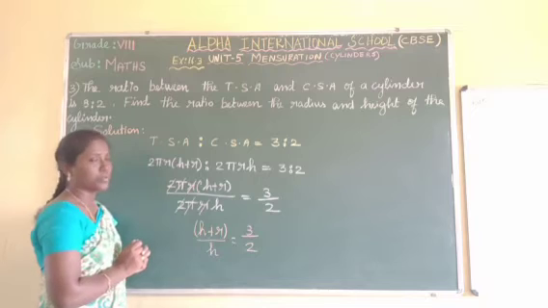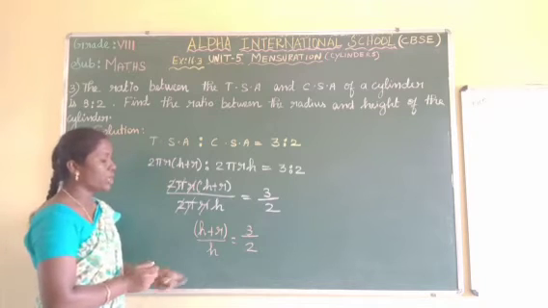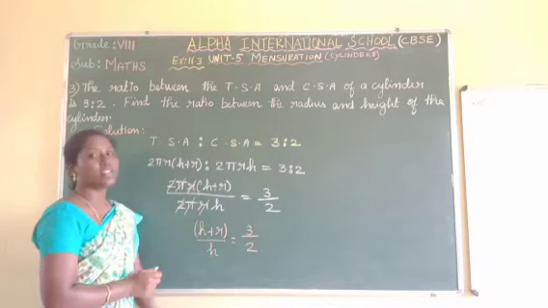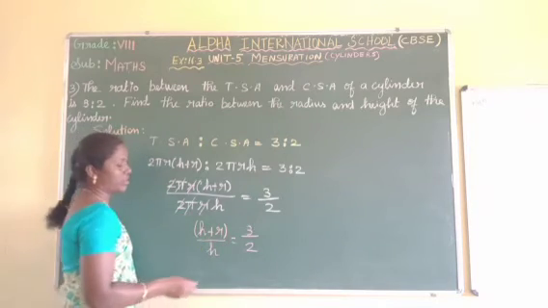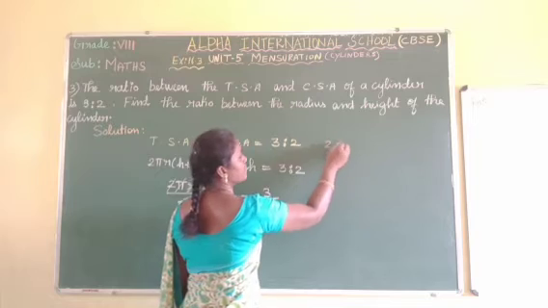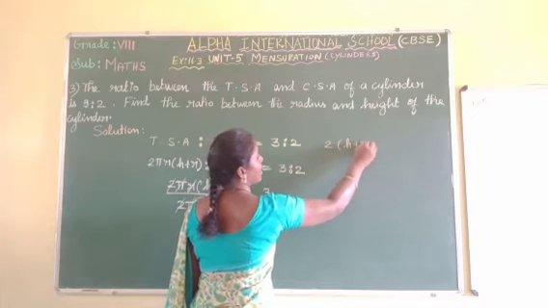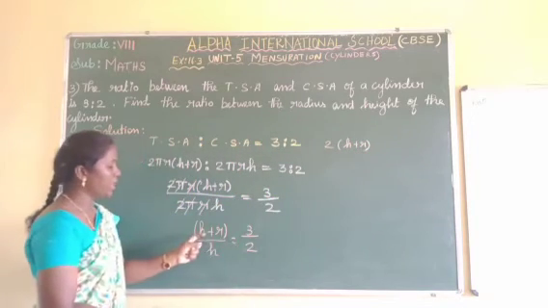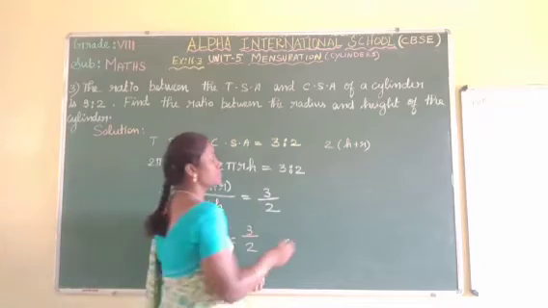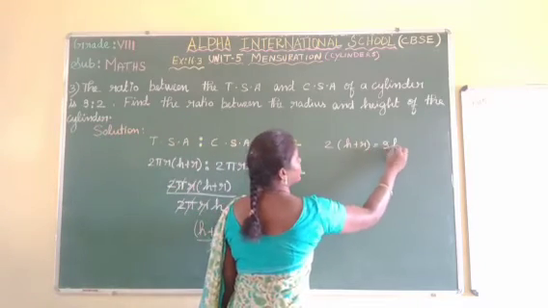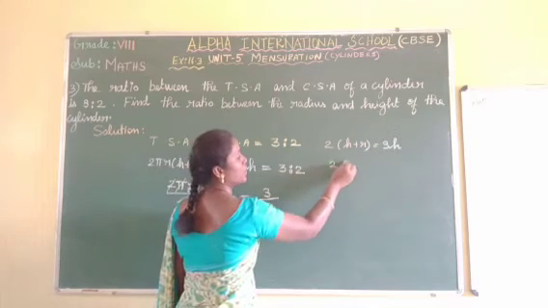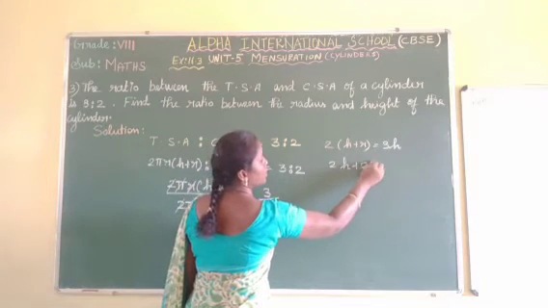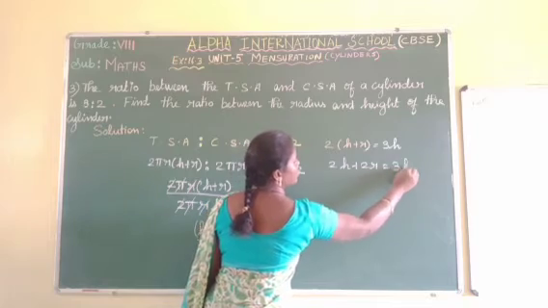After this, we are going to do the cross multiplication to find the ratio of h and r. If we cross multiply, 2 should be multiplied here. So 2 into h plus r is equal to 3 into h. After this, we have to take 2 inside. So 2 into h plus 2 into r is equal to 3h.